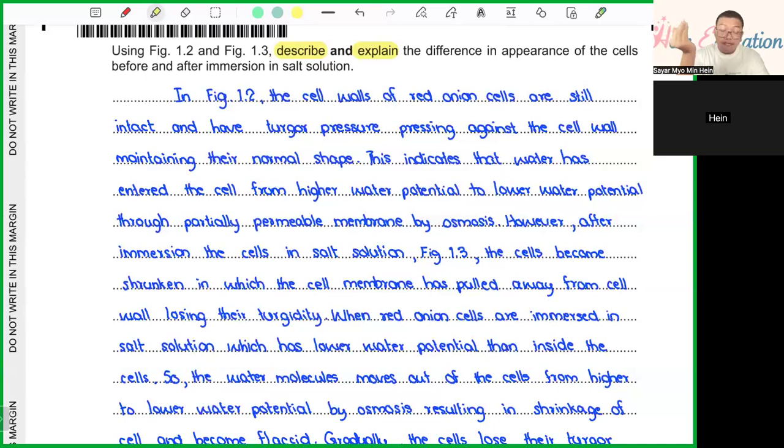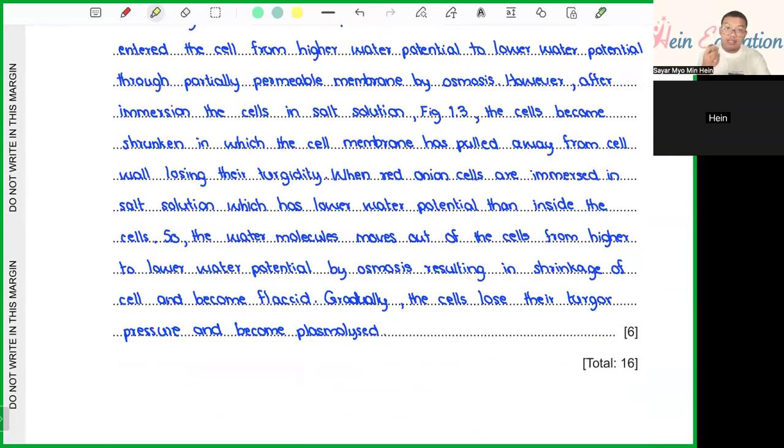In figure 1.2, the cell walls of the red onion cells are intact, which means they have turgor pressure, which presses against the cell wall and maintains their normal shape. So this indicates that water entered the cells from higher water potential to lower water potential through the partially permeable membrane by osmosis. However, after the cells have been immersed in the salt solution in figure 1.3, the cells become shrunken, in which the cell membrane has pulled away from the cell wall, losing their turgidity.